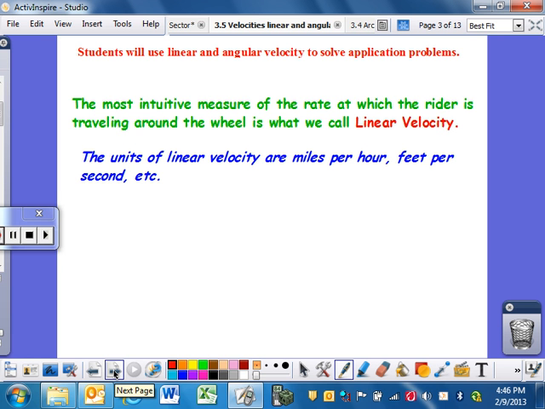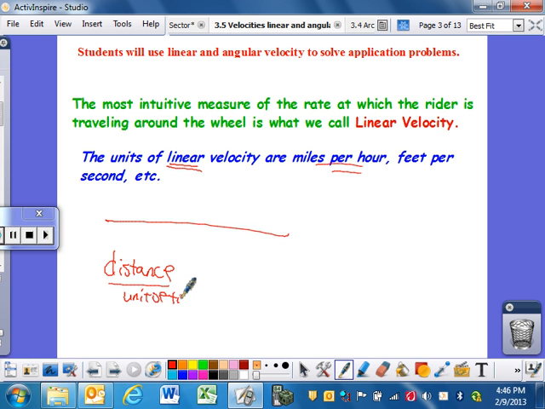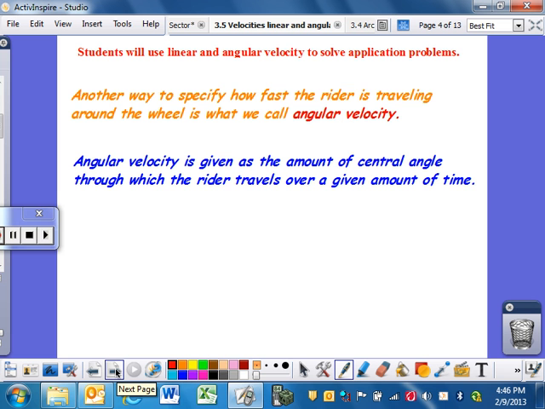The first one is called linear velocity. Think linear, a straight line, how fast you're going. Miles per hour, feet per second, feet per minute, feet per hour, anywhere. It's a distance over a unit of time. So distance over a unit of time is how linear velocity is calculated. I think this is the more difficult one. I'm going to do this second because there are so many different ways that you could go about doing it.